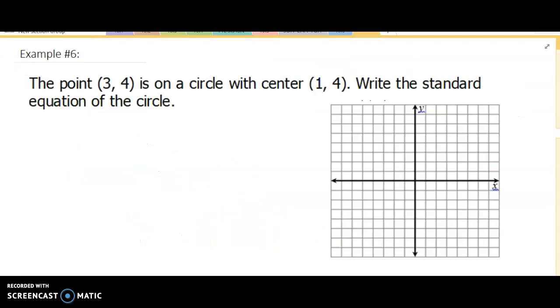I want you to go ahead and do example 6 on your own, and then we'll go over it. I highly encourage you to draw it because it will help.